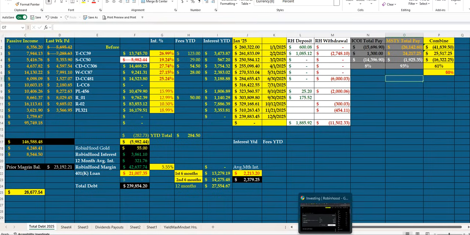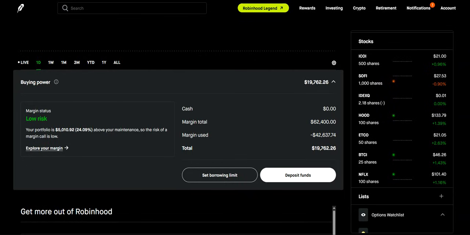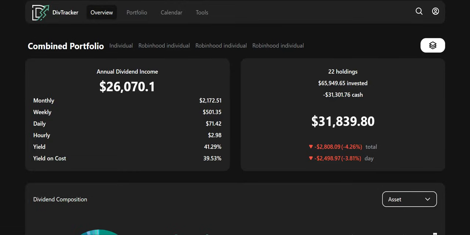Let's hit DB tracker. All right. So it's out of the way. So DB tracker has us now. I think the highest I've seen it was maybe 206,000. All right. So right now we're at $26,070 of annual income based on the dividends that we have.